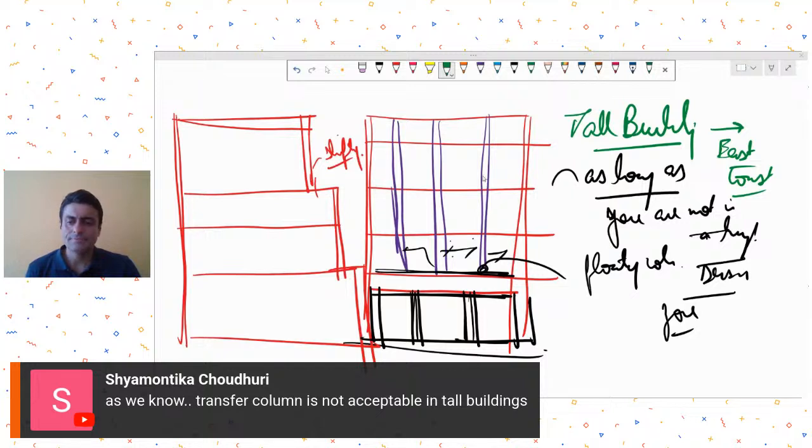So that's my opinion. Although it's not acceptable, or rather, acceptable is not a proper word, I would say it's not preferred to provide discontinuities in seismically active regions, but otherwise you could.